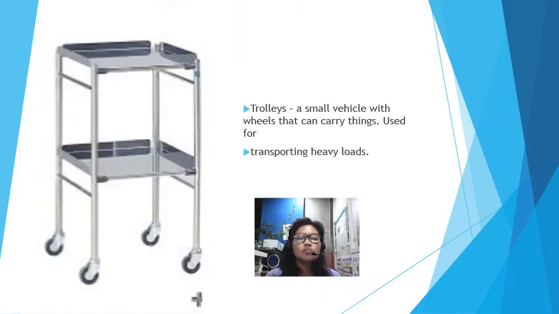Okay. The next one is the trolley. A trolley is a small vehicle with wheels that can carry things, used for transporting heavy loads.